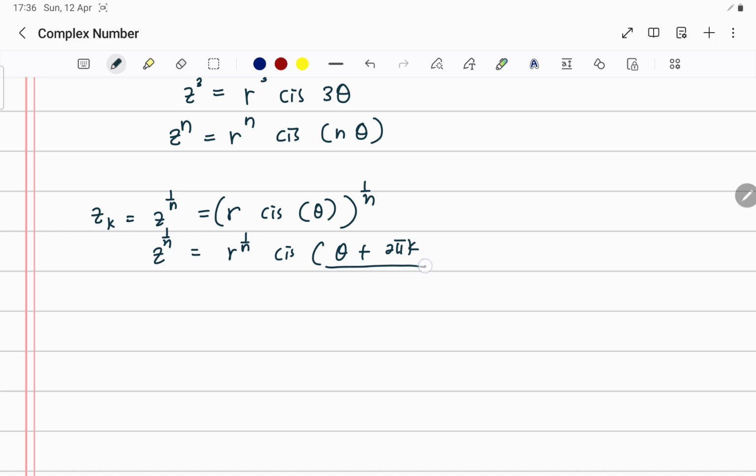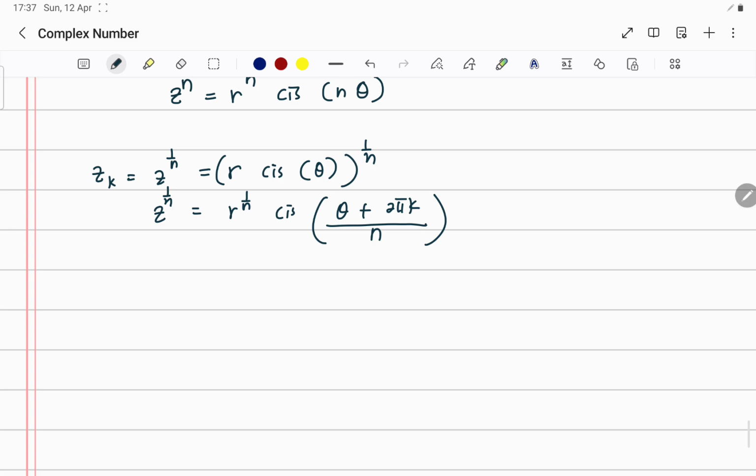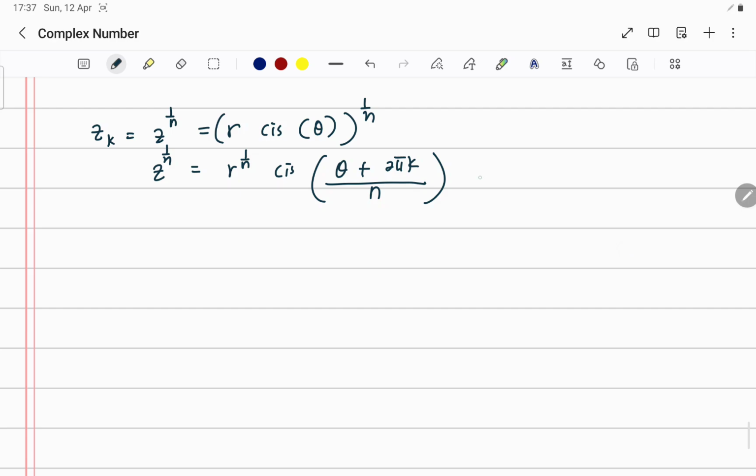divided by n. So why do we do it like this? Why do we have plus 2 pi k? Because it depends on how many rotations we do for that particular theta. It depends on how many times we have to do a full rotation. Now from this, this is your final form for De Moivre theorem, where your k will start with 0, 1, 2 until n minus 1.